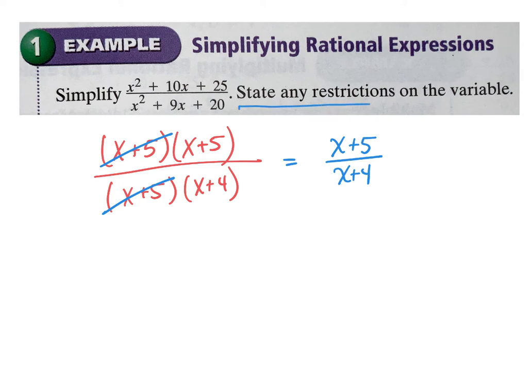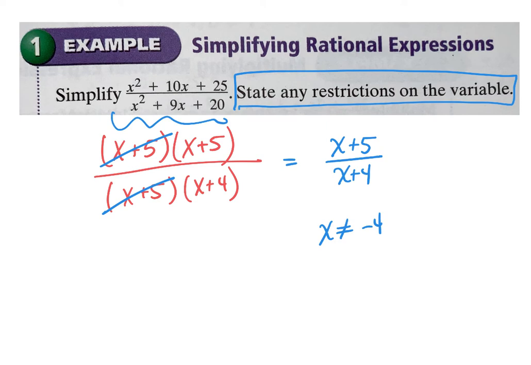I want to point out this little thing right here. State any restrictions. This is basically asking you to tell if there's a problem with the domain. Now, in simplest form, it looks like we only have one. What's my only problem in simplest form? x cannot be negative 4. When they ask for restrictions, they want it right here, which means we have one more restriction.